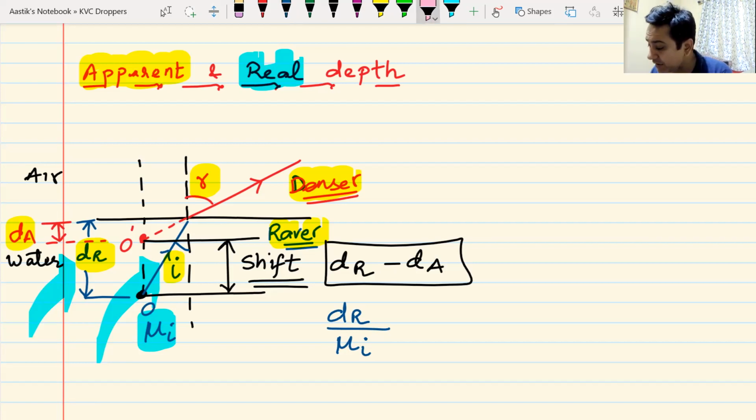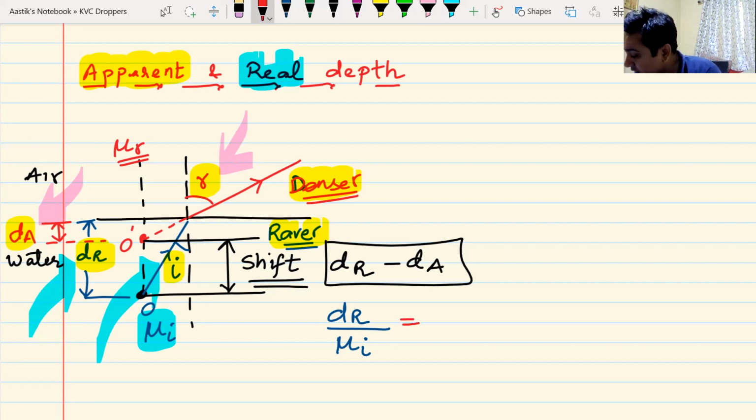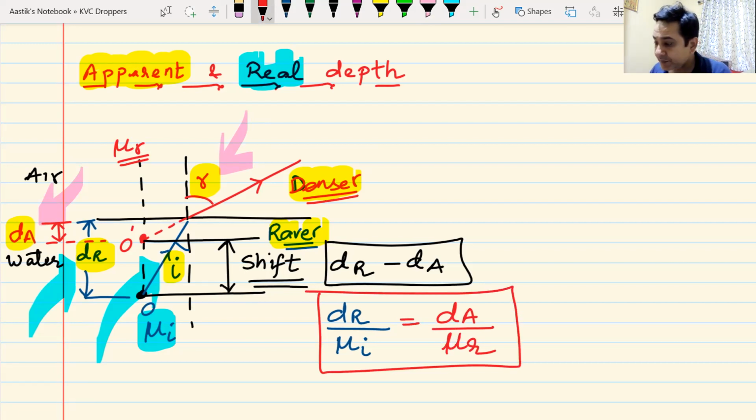Then I have the red medium. In the red medium, I have dA, I have r, and I have mu R. These are the terms on the refracted side, because apparent depth is the depth that I see from the refracted side. So I take the two terms from there. That will be equal to D apparent divided by mu R. Now from here, you can find the value of dA in terms of dr. Remember, this formula is valid whether you are going from rarer to denser or from denser to rarer.